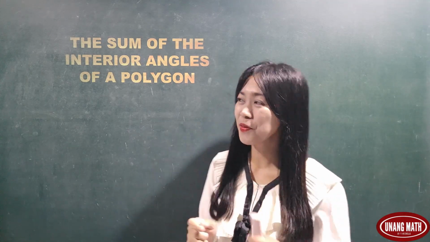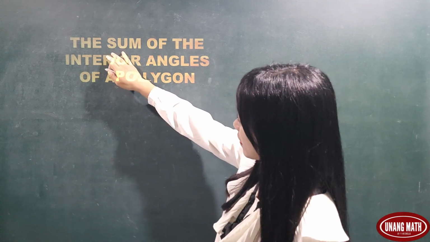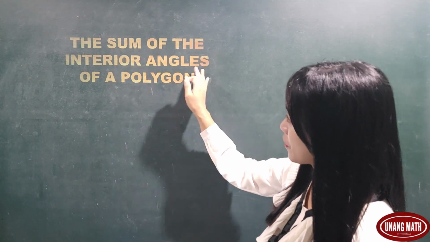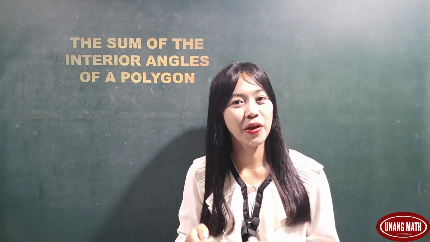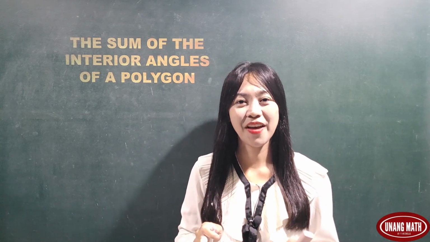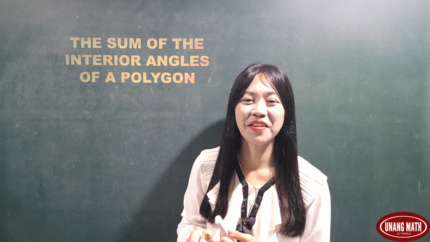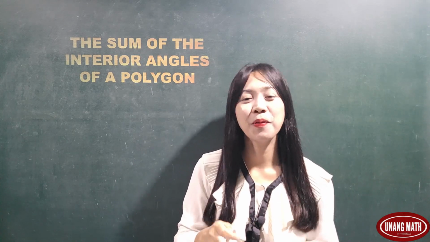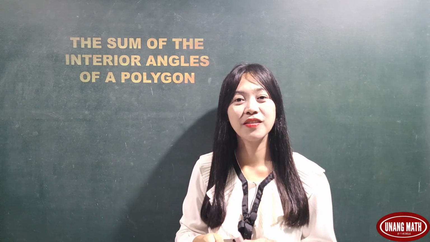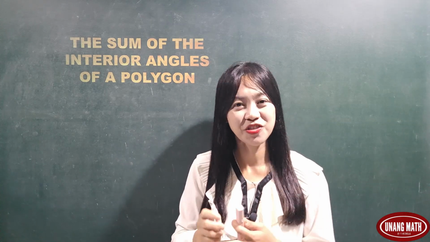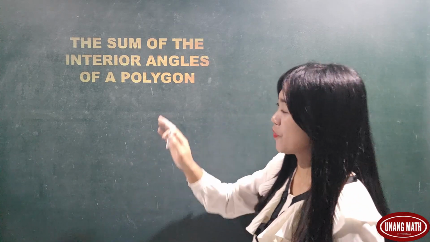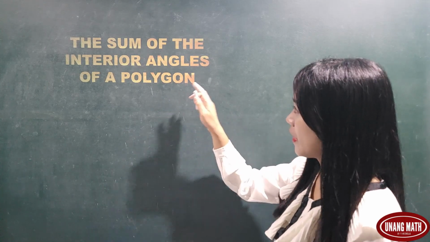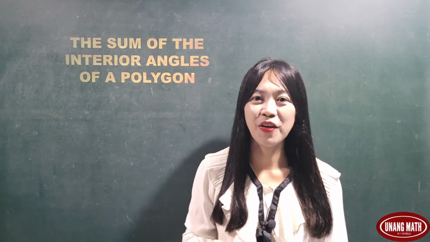For this episode, our lesson is about the sum of the interior angles of a polygon. Just a brief recall, polygons have many angles. In our previous episode, I've mentioned that polygons are made up of triangles. We will use that concept in finding the sum of the interior angles of a polygon.